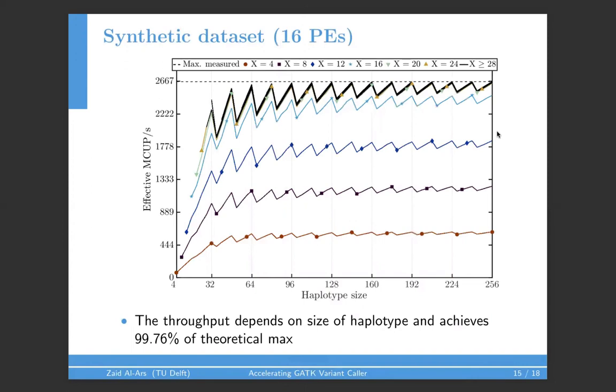First, we run our experiment on 16 processing elements in the systolic array using a synthetic data set. We see that the throughput that we are able to achieve increases gradually with the size of the haplotype. However, it reaches a maximum amount of throughput after a specific size for each haplotype. The maximum amount of throughput that we are able to achieve goes up to about 2.6 giga cell updates per second, which is very close to the maximum theoretical throughput, achieving up to 99.76% of the theoretical max.